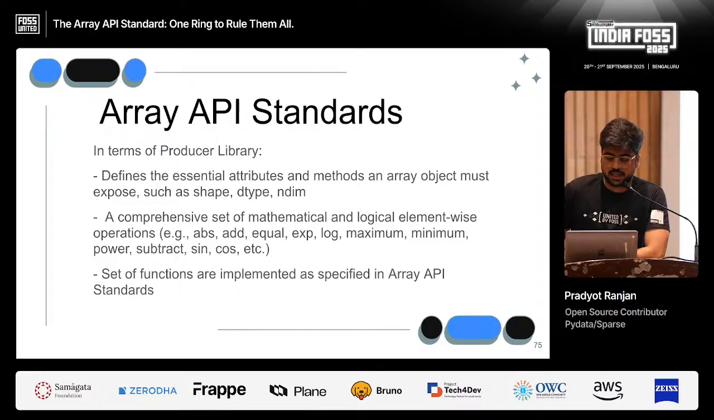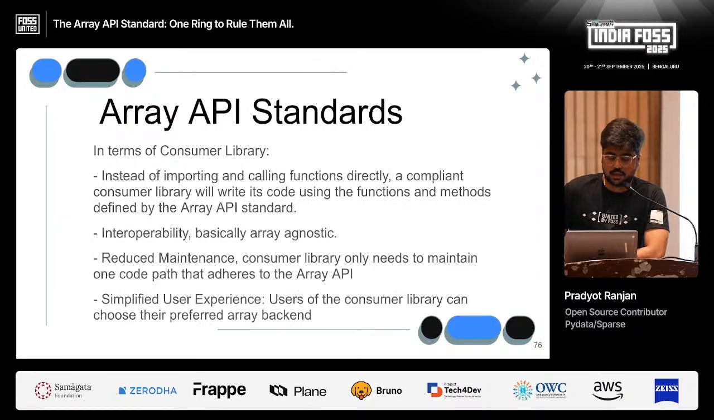So what does the array API standard mean for a producer library? You get a bunch of defined mathematical functions that are consistent across multiple arrays, like log, exp, maximum, minimum, which are required by all the matrix calculations. You get everything as part of the standard. For a consumer library, you basically get a backend-agnostic ecosystem where you don't have to think about the backend of the execution, and the array API standard takes care of that. It's also easily maintained, and it provides a simplified user experience.